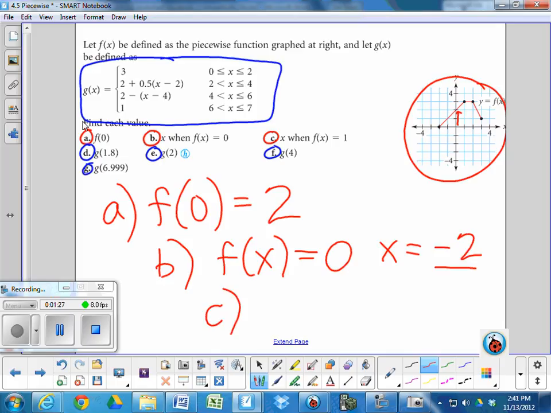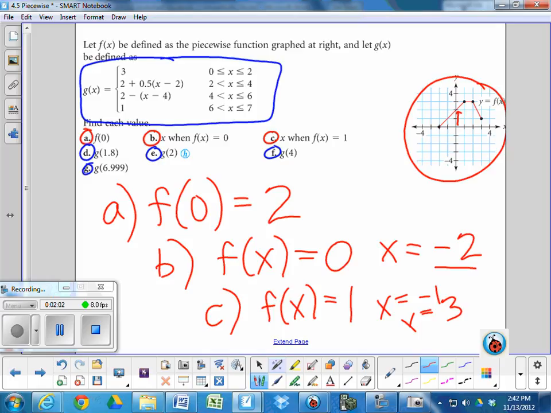C has two answers. Anybody know why? It's asking when y is 1. Well, it hits a y value of 1 twice, right? Once here and once there. So the two x values that make y 1 are negative 1 and 3. That's how you do A, B, and C.